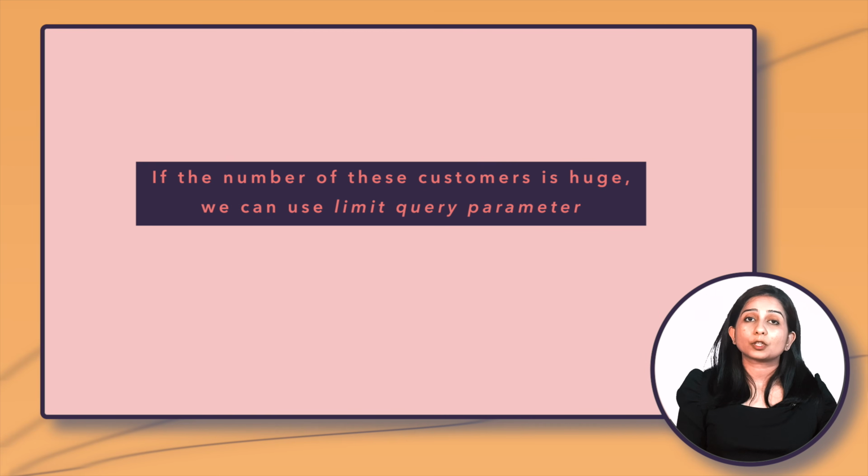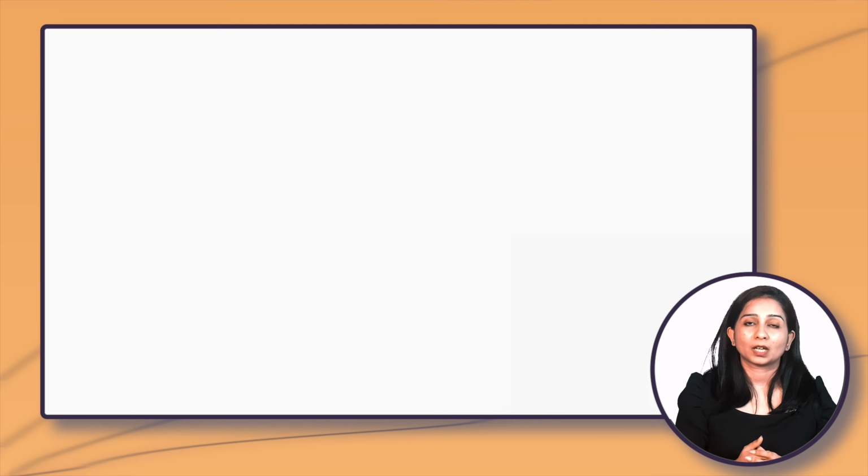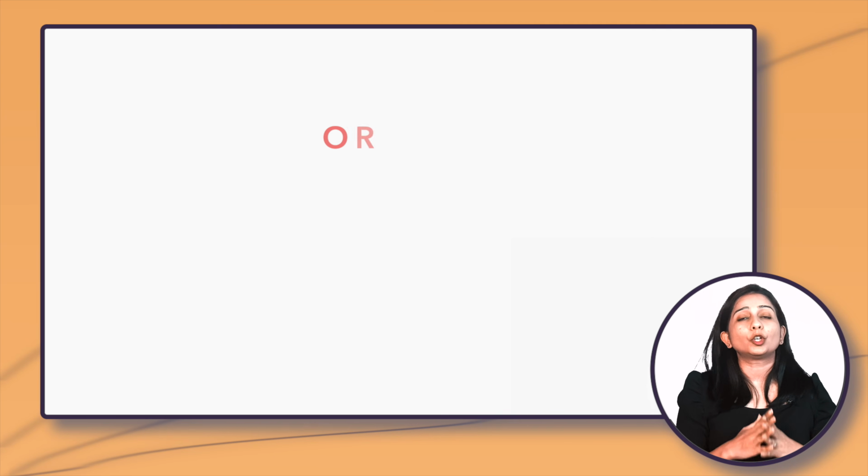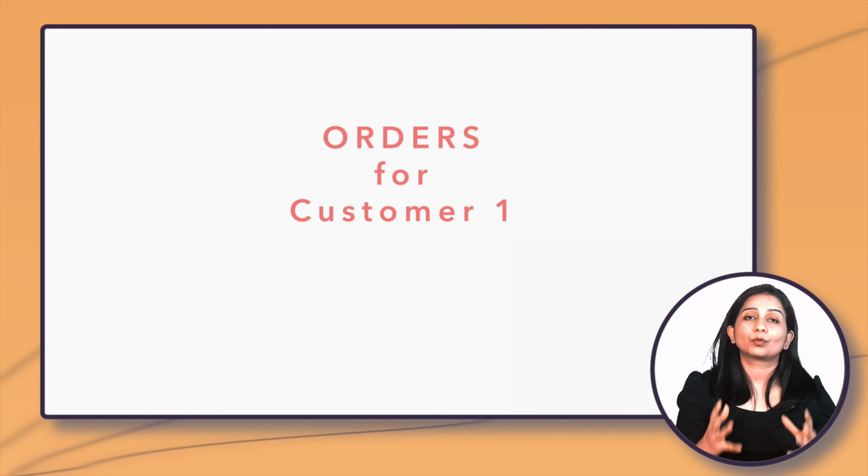Again, if the number of these customers is huge, we can limit the results by using the limit query parameter. So this is how we fetch the list of resources. Now, the next case: you want to fetch orders for customer 1. What would you do then?